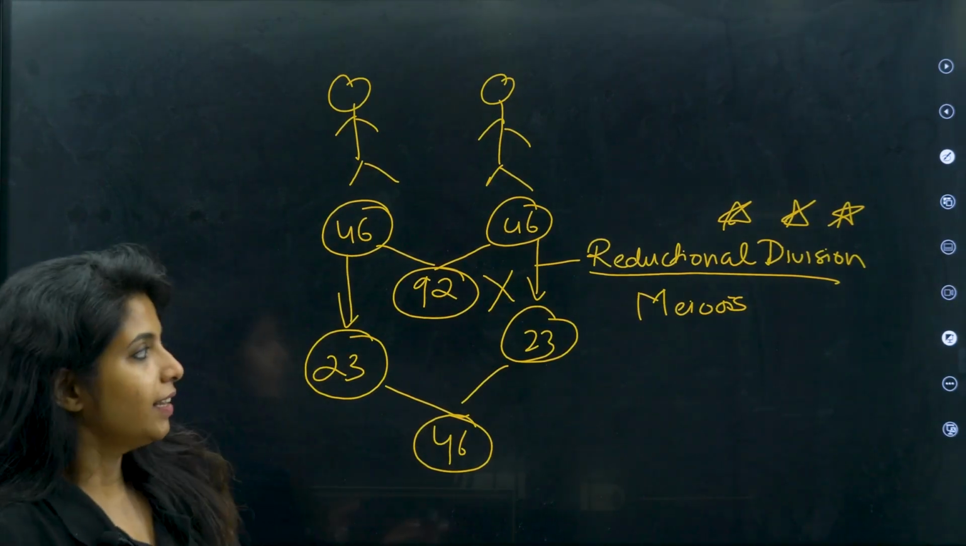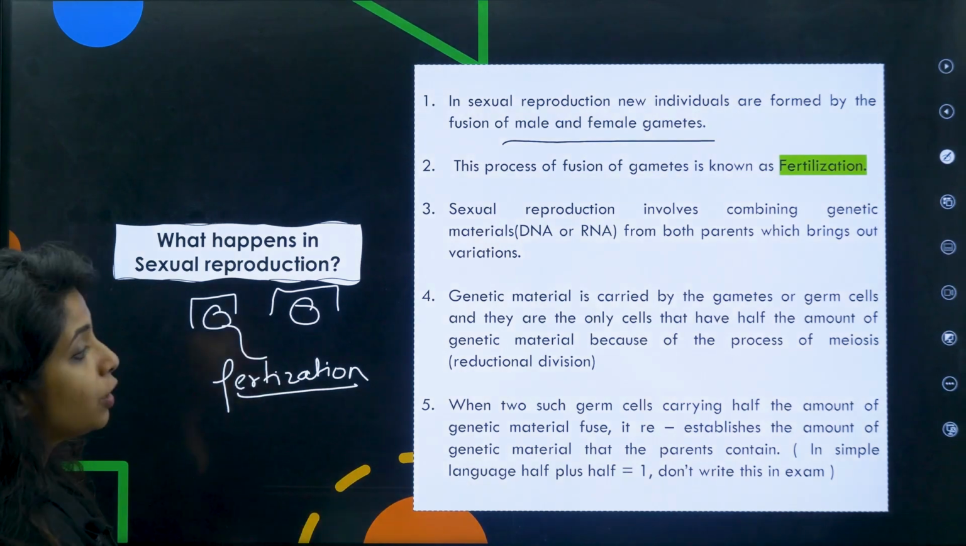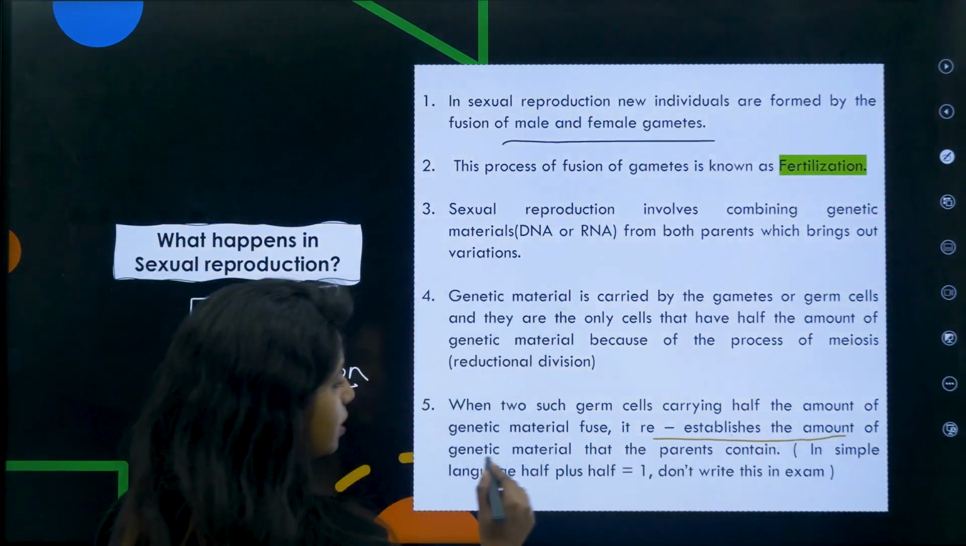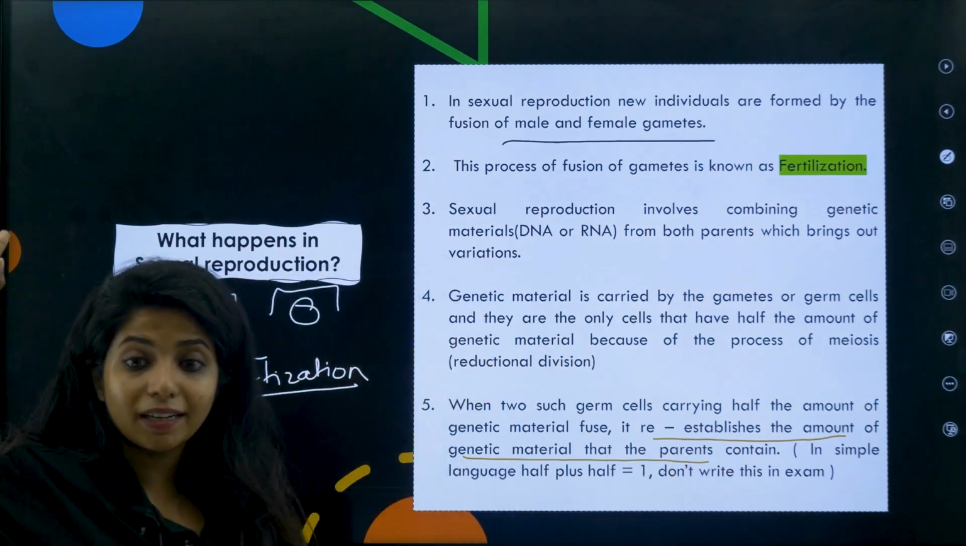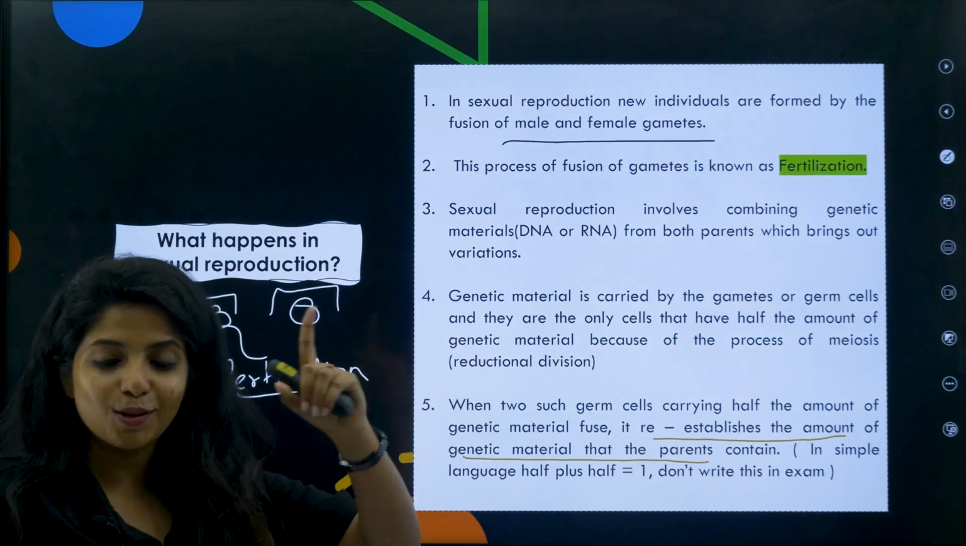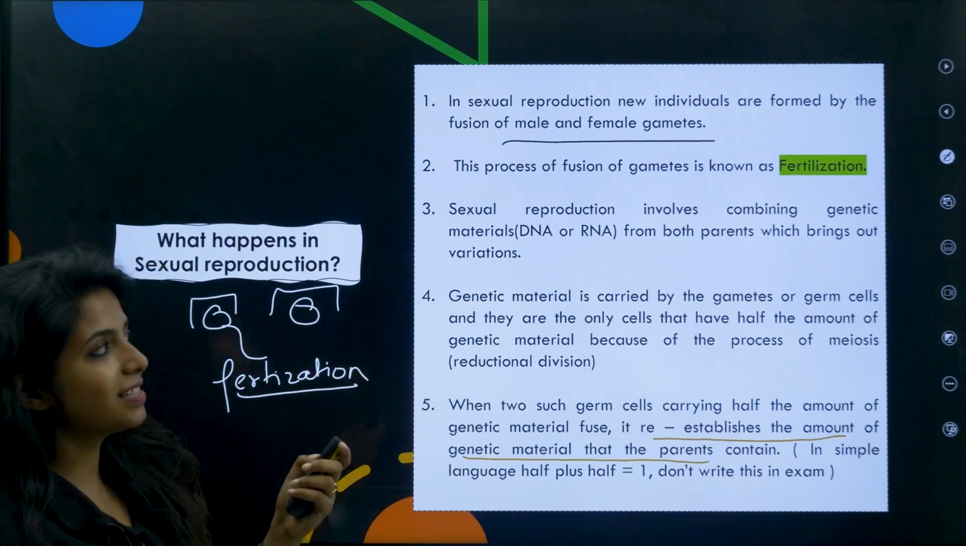Yeah. Now, when two such germ cells carrying half the amount of genetic material fuse, they re-establish the amount of genetic material that the parents contain, that is 46 chromosomes. So in simple language, half plus half is equal to 1, that is zygote. Do not write this in your exam.